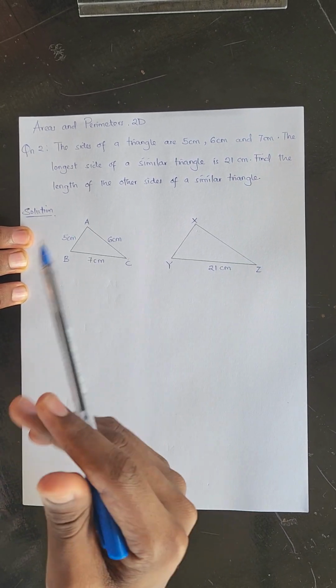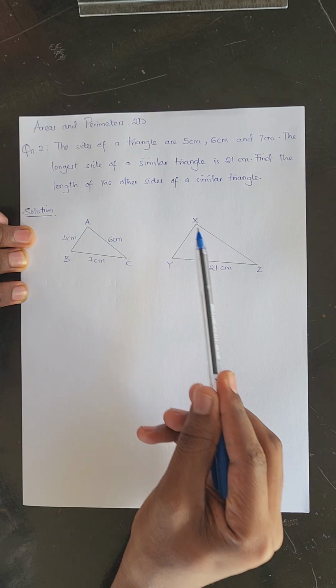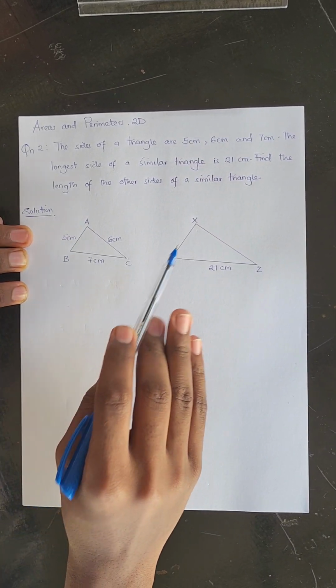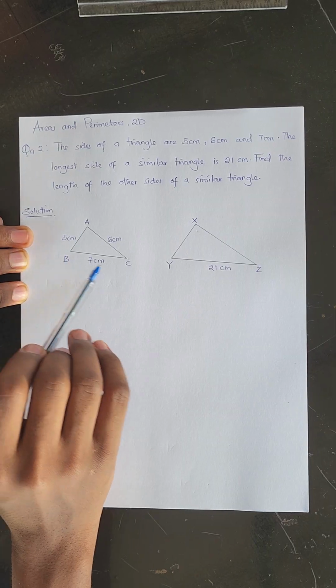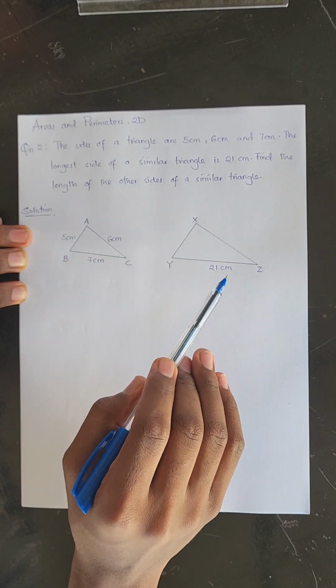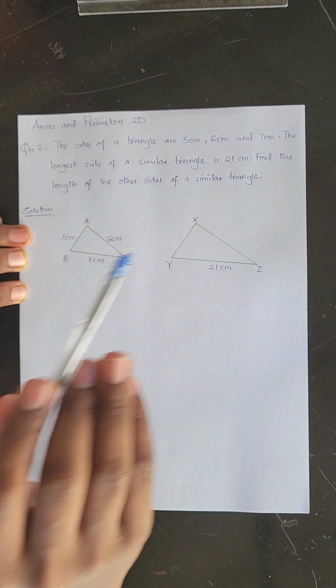So the solution, I've gone ahead and drawn the triangles because that would just be a waste of time on camera. So these are our triangles. I've labeled them ABC and XYZ. As you can see, ABC is fully labeled. We have all sides, and in XYZ, we only have the YZ side, which is 21 centimeters. And our task is to calculate this side and that side.